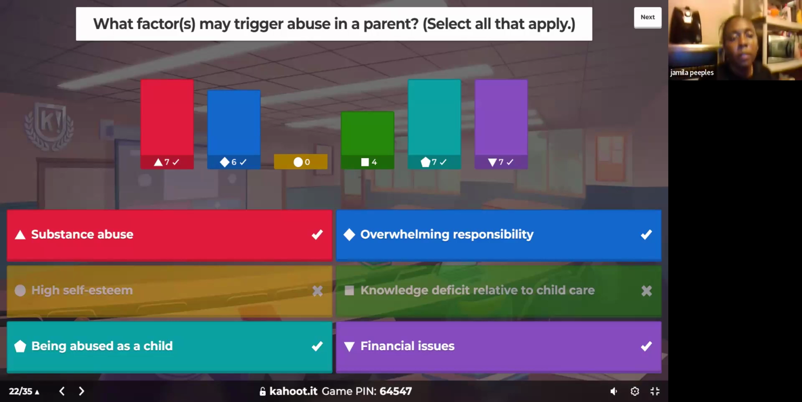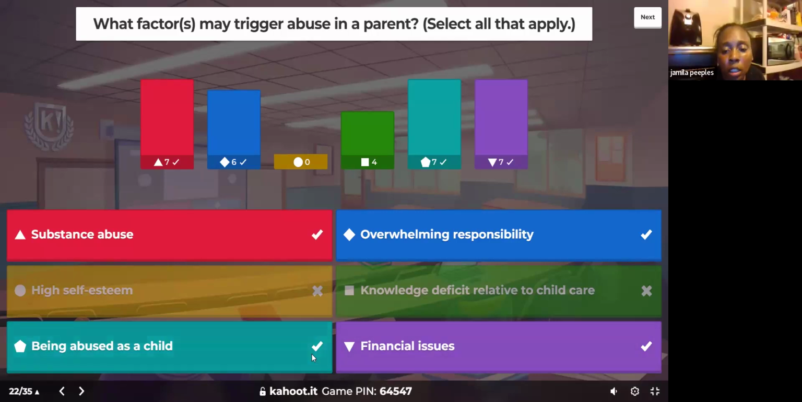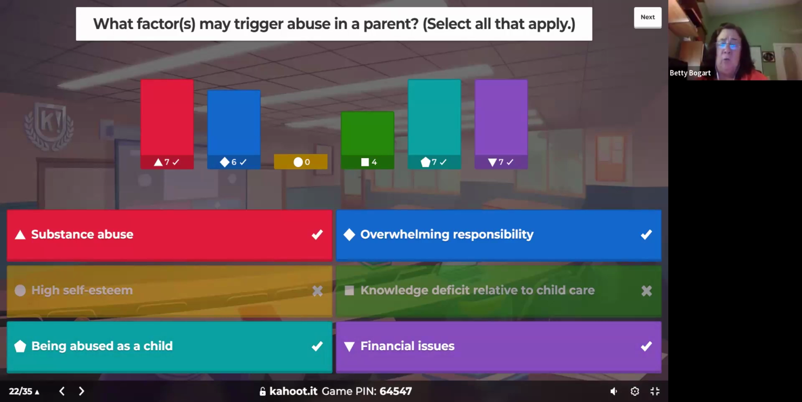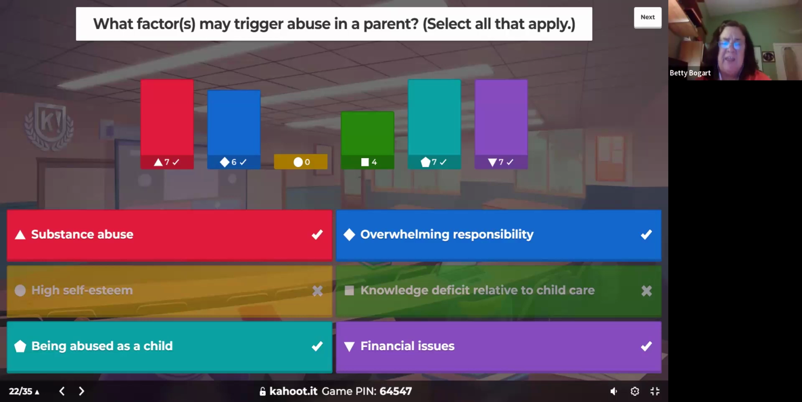I have a question about that. With the knowledge deficit relative to childcare, wouldn't that be an answer? Because if they aren't familiar, like if they have an autistic child or something and they're not sure about how to handle them, that could lead to it, or am I reading too far into it? Well, you're reading into it, but you know something, you're not wrong. Sometimes they think that they have to be rougher with the kid to make them understand. I see what you're saying there. That's a very good point. Yeah, it could be. I'll agree with you there.